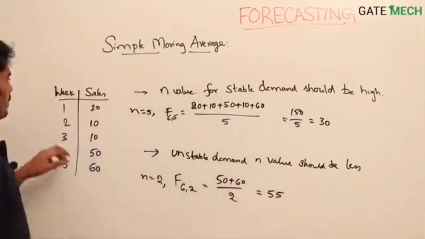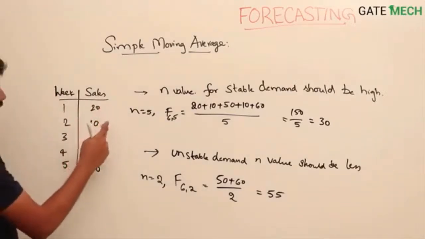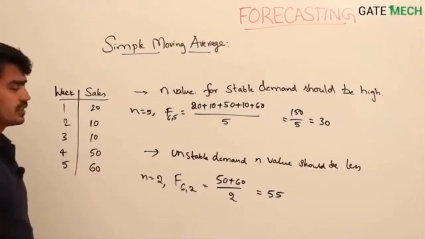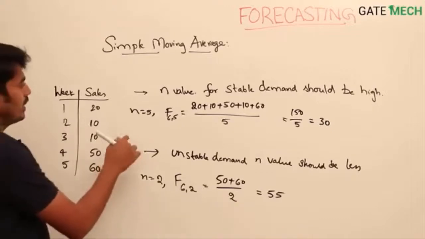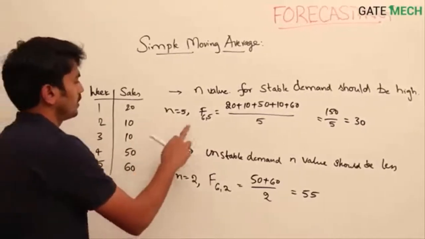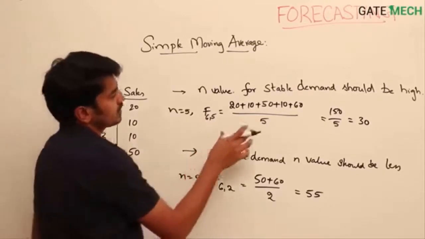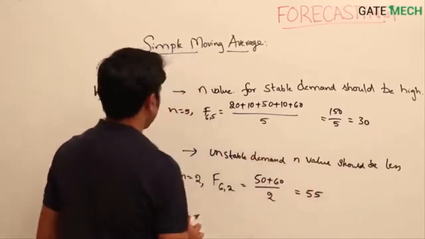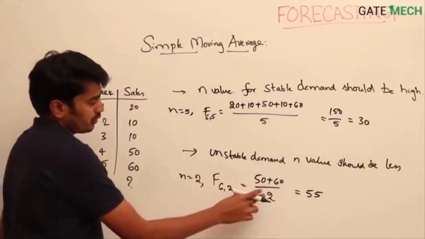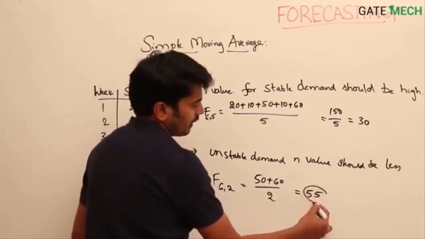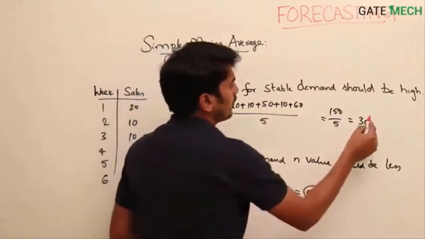If I take an example, suppose there are 5 weeks and the sales are like this: 20, 10, 10, 50 and 60. These are just numbers I have taken for illustration. If we calculate with n equal to 5 for the forecast of the 6th week, it comes to 30 units. Whereas if I take n equal to 2, the forecast for the 6th week comes to 55. You can see the huge difference between 30 and 55.